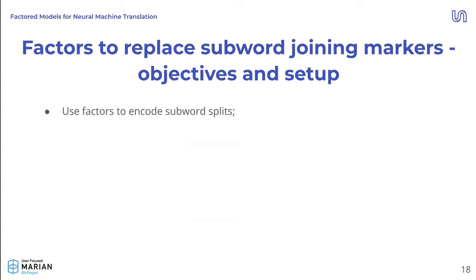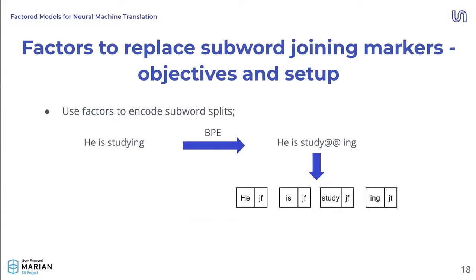On the target side, we also used factors. To test factors on the target side, we used them to encode subword splits. You are probably all aware of BPE, where you split words into subwords. Instead of encoding the subword with the @@, we decided to encode it with factors. We had two possible factors, GF and GT. Basically, they indicated that if a token had the factor GT associated with it, it should be joined to the token before it in the sentence. And of course, in this experiment we used factors on both the source and the target.